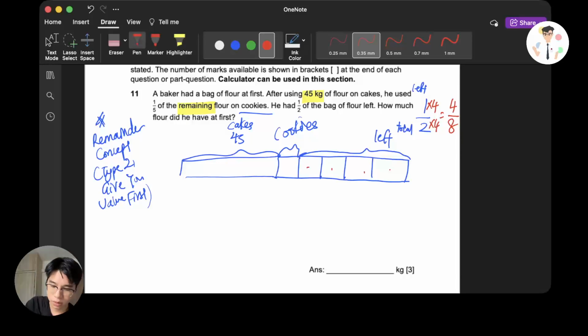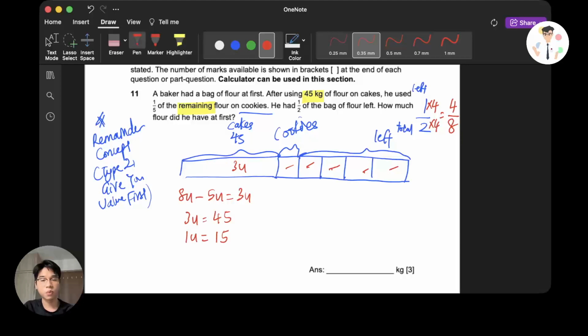But teacher, there's a problem. What problem? 1, 2, 3, 4, 5. Only 5. 8 units minus 5 units is 3 units. Where is that 3 units? And you know that 3 units is here. So I know 3 units is equal to 45. And if that 3 units is 45, 1 unit is equal to 15. And once you find 1 unit is 15, everything is simple.